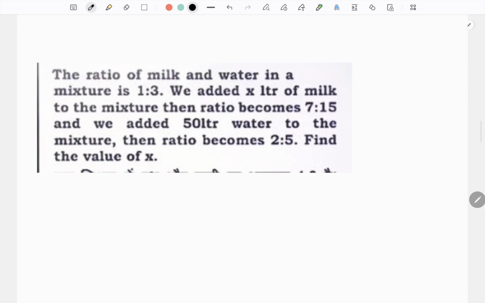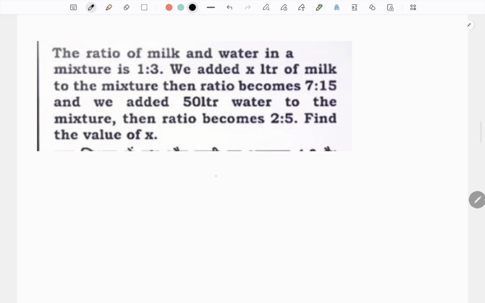The ratio of milk and water in a mixture is 1 is to 3. What is that? Milk and water. We added X liters of milk. Then the mixture becomes 7 is to 15. Fine. And we added 50 liters of water to the mixture. Then the ratio becomes 2 is to 5. Find the value of X.